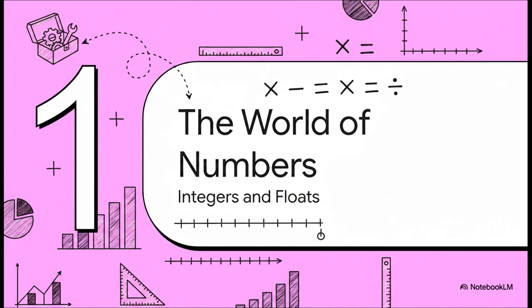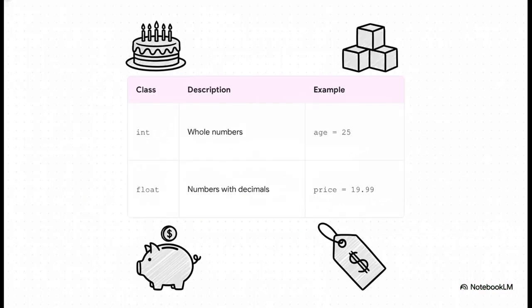Now, it's probably no surprise that these are the absolute foundation for any kind of counting or calculation or measurement you'll ever need to do in your code. Okay, let's break this down. Python basically gives us two main types of numbers to work with. First up, we've got int, which is short for integer. As you can see in the example, these are just your plain old whole numbers. Perfect for things like counting, your age equals 25.